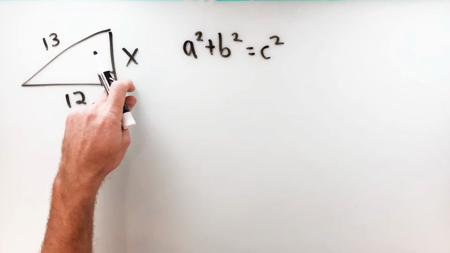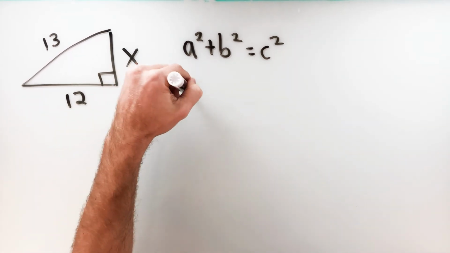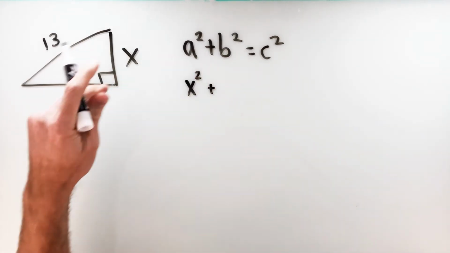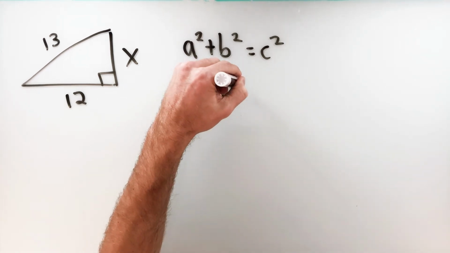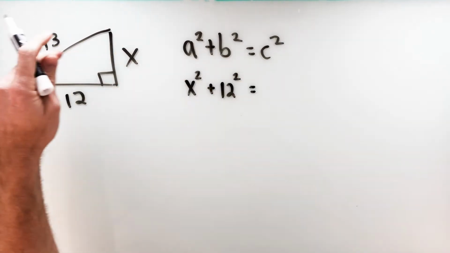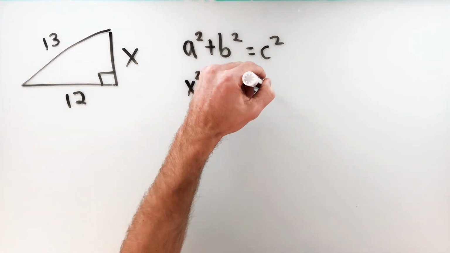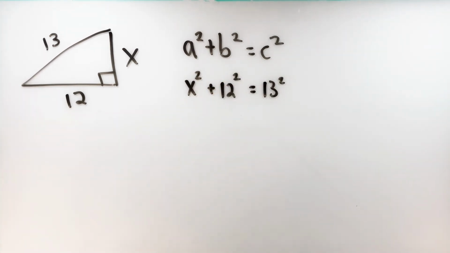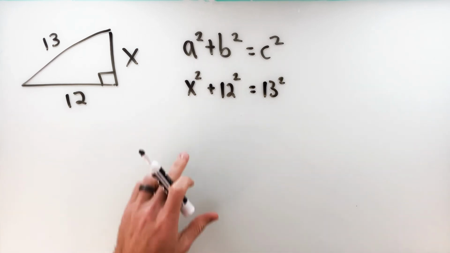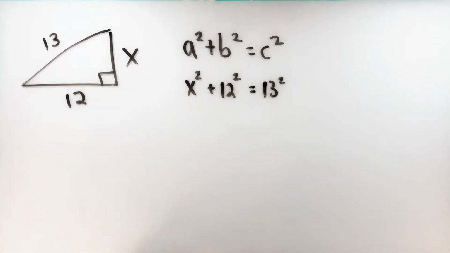In this case, A, we're going to call x, that's the leg here. The other leg is 12, so B, 12 squared. And then C squared, hypotenuse squared, is 13 squared. Okay, so you see the order is a little bit different. My x is on the left side of the equation. Again, no problem.